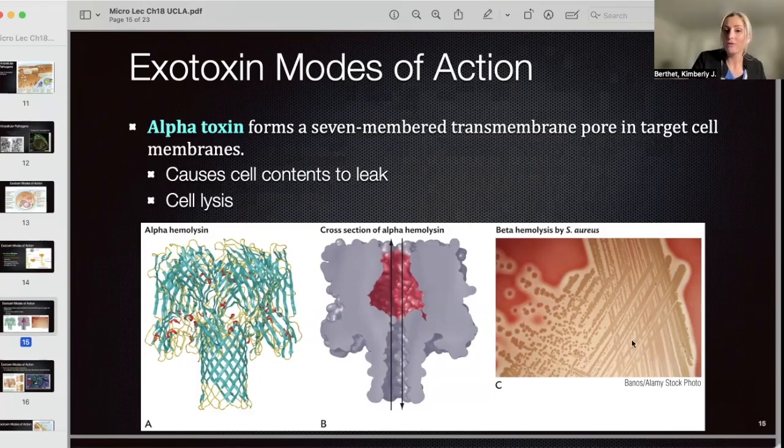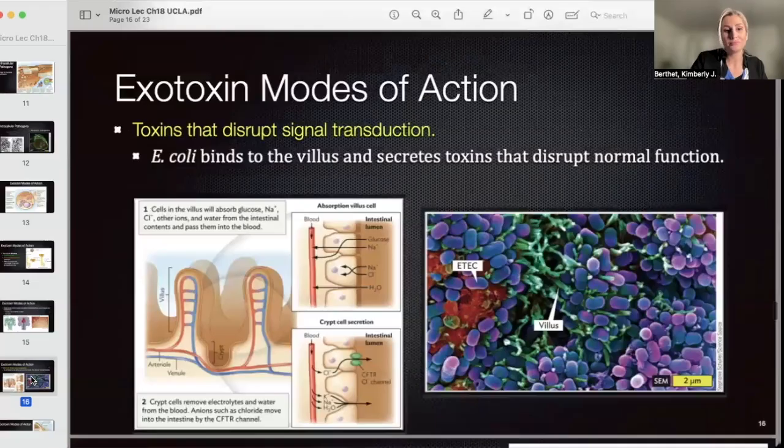We can see that with alpha toxins here with beta hemolysis of Staphylococcus aureus. This is red blood cells. This is sheep red blood cells in the agar. And with Staphylococcus aureus, it's actually releasing this alpha toxin, which is breaking open these red blood cells. It's bursting the red blood cells open.